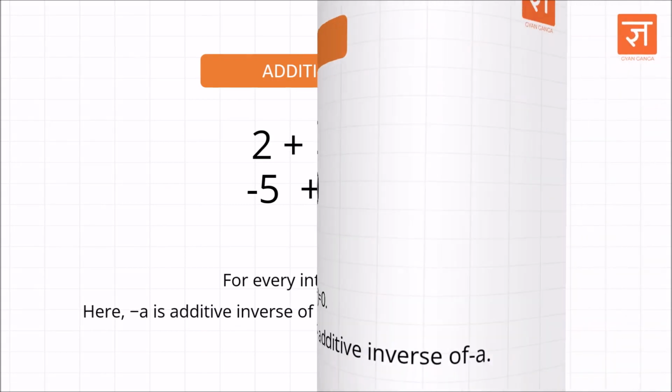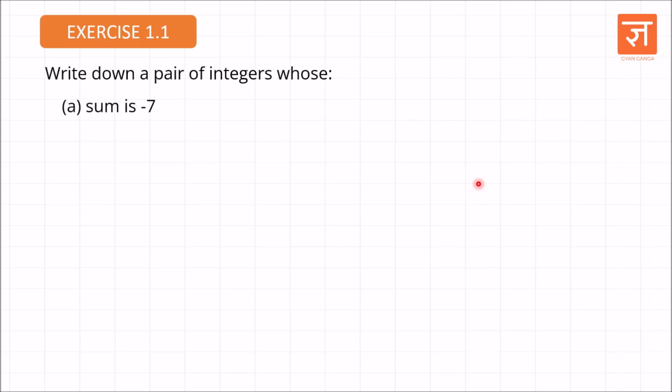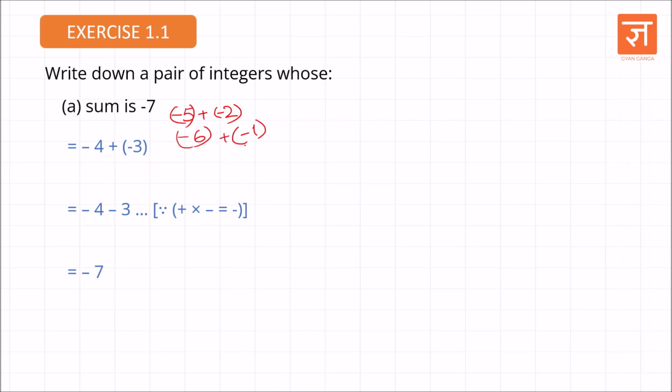We have to write down a pair of integers whose sum is minus 7. So the sum is minus 7. How can we do it? We can say minus 4 plus minus 3. We can also say minus 5 plus minus 2, or minus 6 plus minus 1. These two are also correct. We just have to select something. I just did this one. You can also do these two.